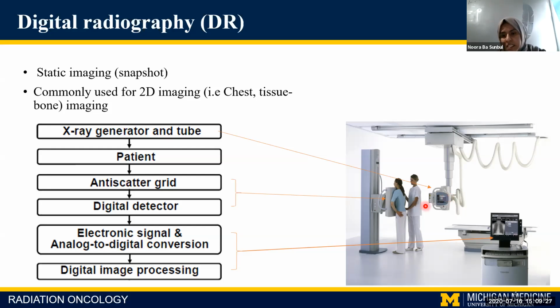As you can see in the figure, it consists basically of the X-ray tube that hits the patient, and then you have your imaging modality, which starts with an anti-scatter grid to decrease the scattering effect, and then a digital detector to record those X-rays that are able to penetrate the patient. And then, with the presence of specific electronic signals and processing software, we are able to construct those digital images.